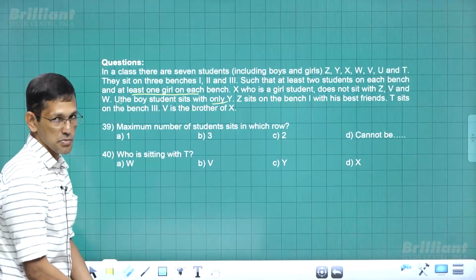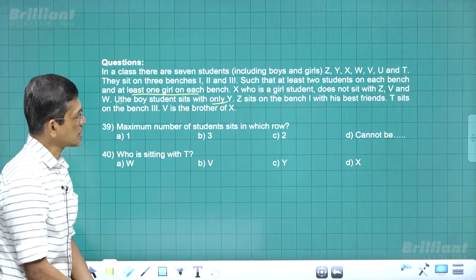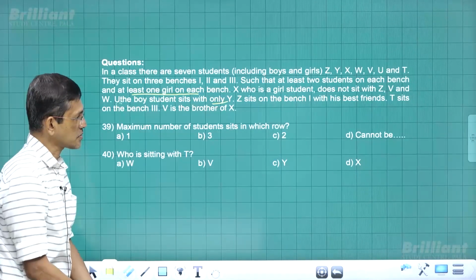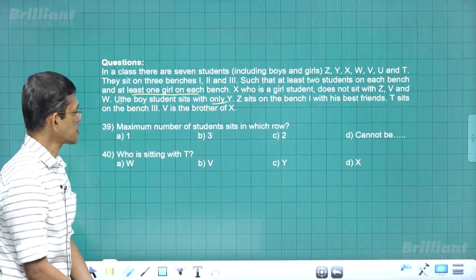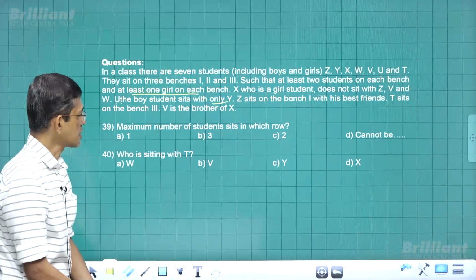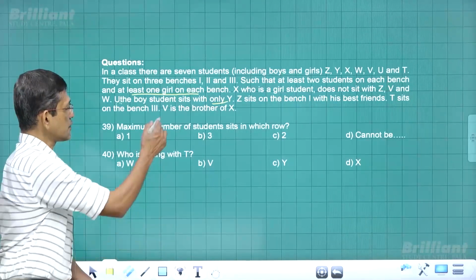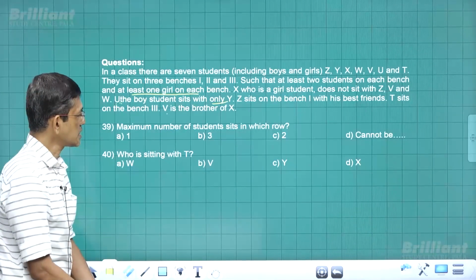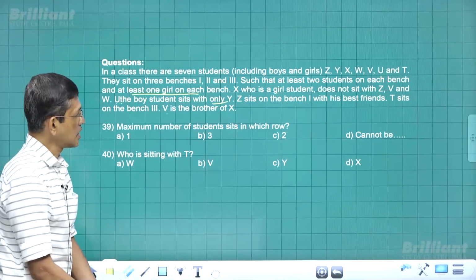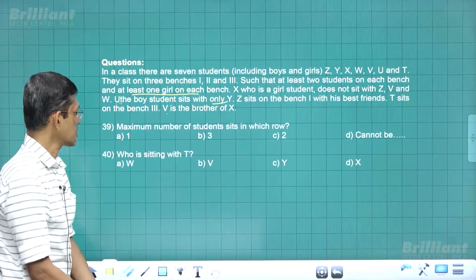And who are his best friends? Well, one thing we get from here: Z sits on the bench with his best friends. So that means Z is a male. And T sits on bench 3. T is on bench 3. And V is the brother of X, so V is a male as well. So this is the information given to us.